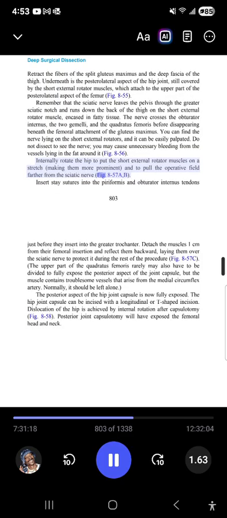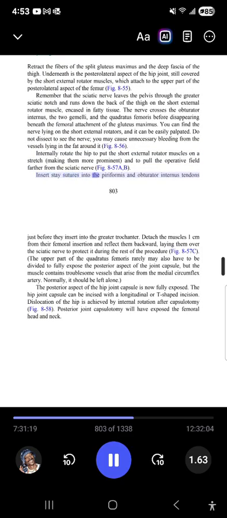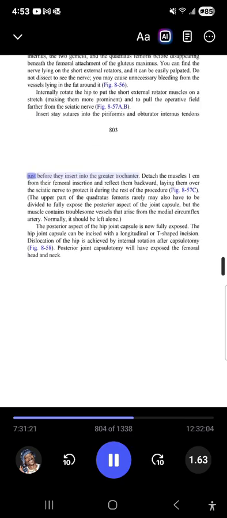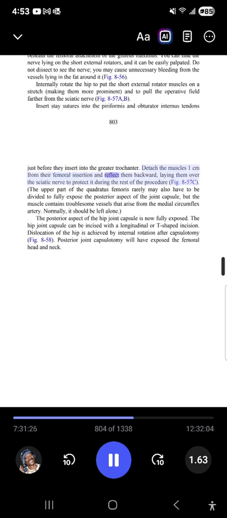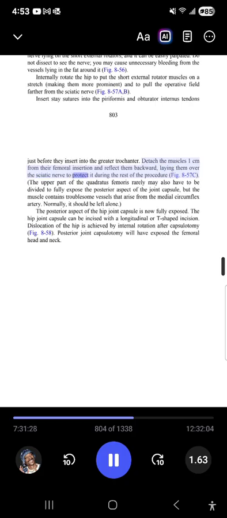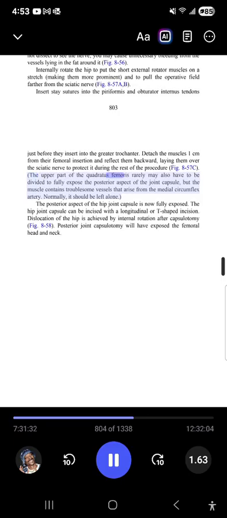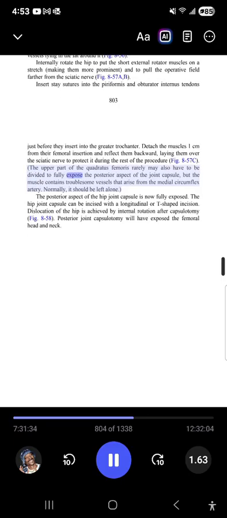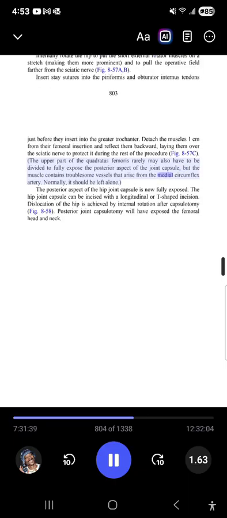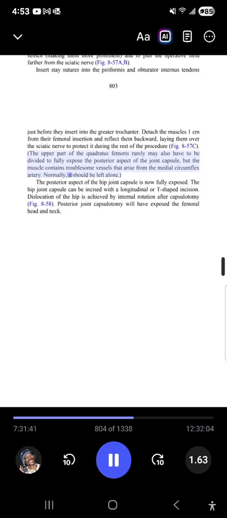Figure 8-57a. B. Insert stay sutures into the piriformis and obturator internus tendons, just before they insert into the greater trochanter. Detach the muscles 1 centimeter from their femoral insertion and reflect them backward, laying them over the sciatic nerve to protect it during the rest of the procedure. Figure 8-57c. The upper part of the quadratus femoris rarely may also have to be divided to fully expose the posterior aspect of the joint capsule, but the muscle contains troublesome vessels that arise from the medial circumflex artery. Normally, it should be left alone.